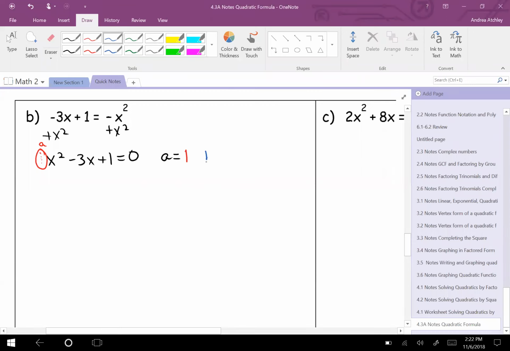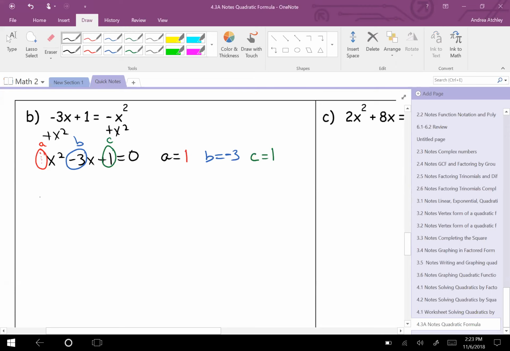The b value is the number in front of the x. And the c value is the number by itself. Now we're going to plug it into our quadratic formula. So you got to write it out. We're going to sing it again.